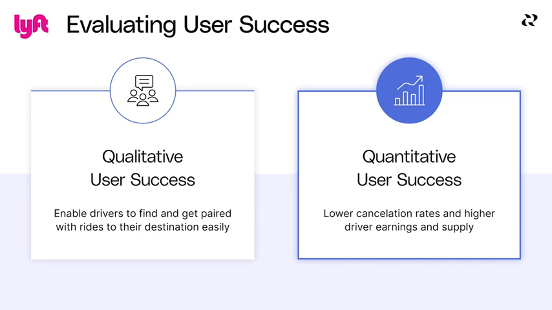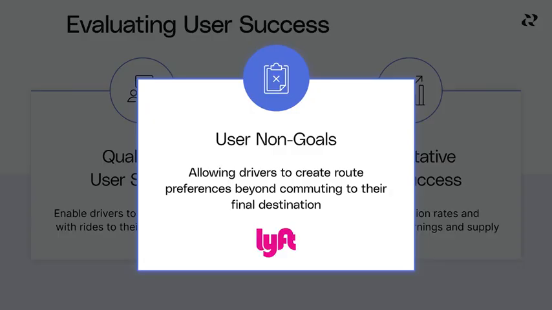In other words, more driver hours spent online. One key area that the PM was not prioritizing at this time was allowing drivers to create route preferences beyond commuting to their final destination. Doing so would have expanded the scope of the project and the time required to complete it. While route preferences were a potentially interesting area to explore later, the focus of this project was to ship a solution that addressed the end-of-session pain point.